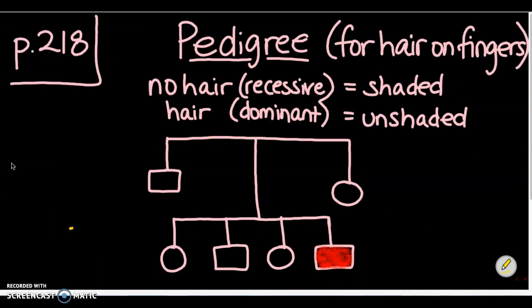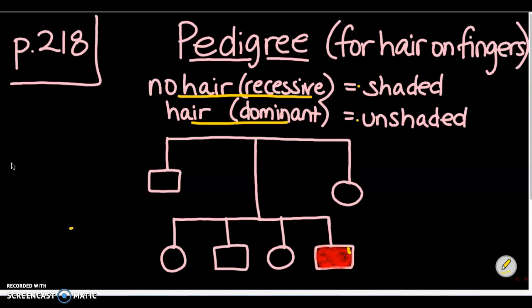Okay, so for this question, we have our pedigree, and it's showing us for hair on fingers. We have no hair, which is our recessive, and it's going to be shaded. Okay, all right, and then we have hair, which is dominant, and it's going to be unshaded. So we can see right here with this red that this one, I'm going to put a little yellow mark here, this one is actually shaded, okay?